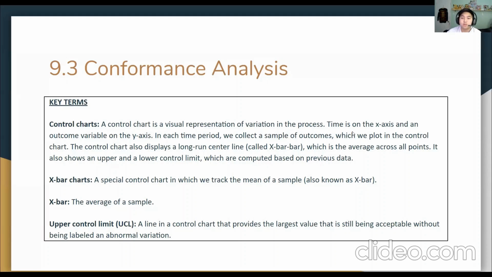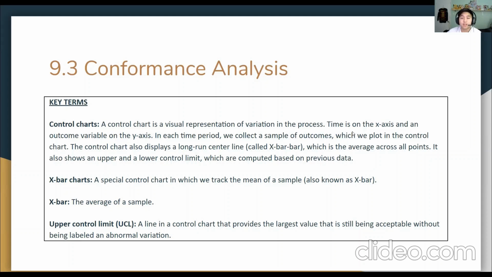The first key term is control charts. A control chart is a visual representation of variation in the process. Time would be on the x-axis and an outcome variable on the y-axis. In each time period, we collect a sample of outcomes, which we then plot in the control chart. The control chart also displays a long-run center line, also called the x-bar, which is the average across all points. It also shows an upper and a lower control limit, which are computed based on previous data.